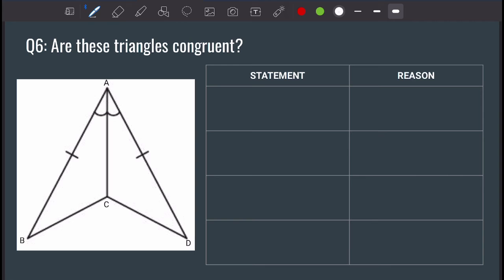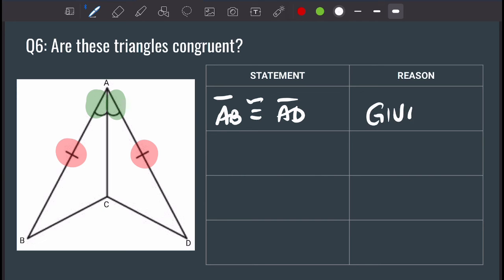Next, question 6. Okay, let's look at this. We have congruent sides and we have congruent angles. So let's make a statement about that. Line AB is congruent to line AD. It's given. This line is congruent to this line. Why? Because it has the strokes. It's already shown in the diagram.